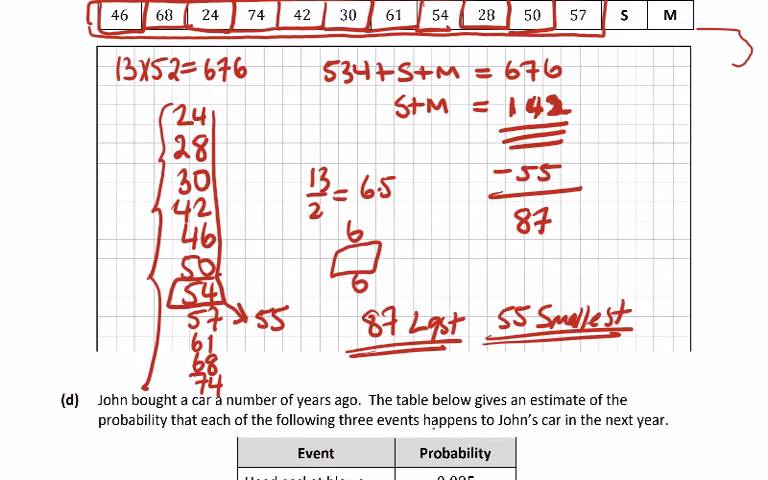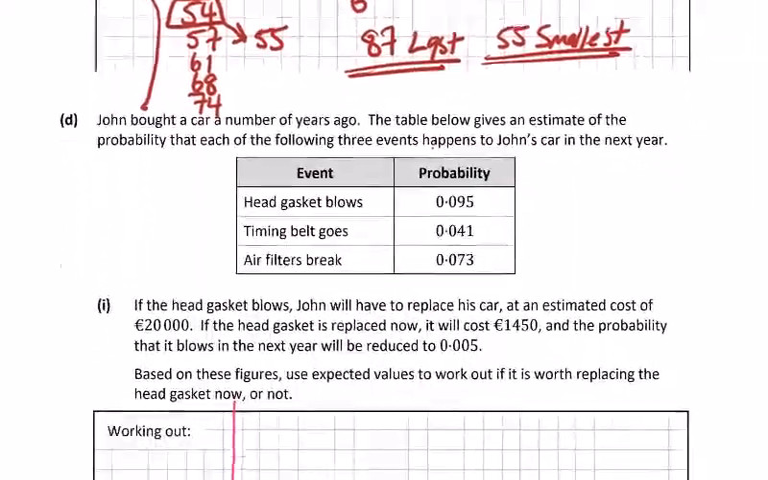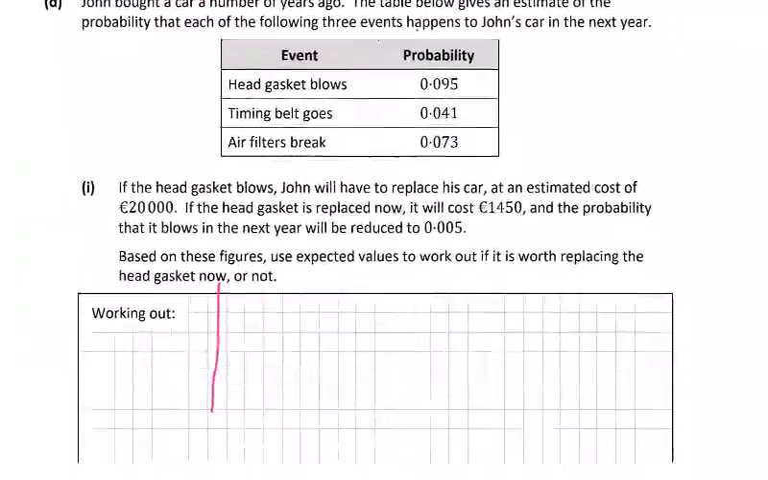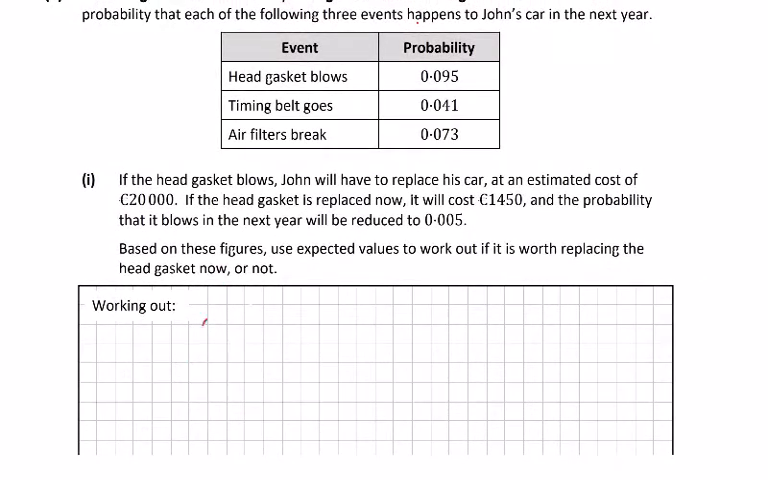Part D, we're told John bought a car a number of years ago. The table below gives the estimate of probability of the following 3 events happening. The head gasket blows, the timing belt goes, or the air filters break. If the head gasket blows, John will have to replace his car at an estimated cost of 20 grand. And the probability of that happening is 0.095. That's going to give 950 by 2, 1900 is the expected value of that happening.